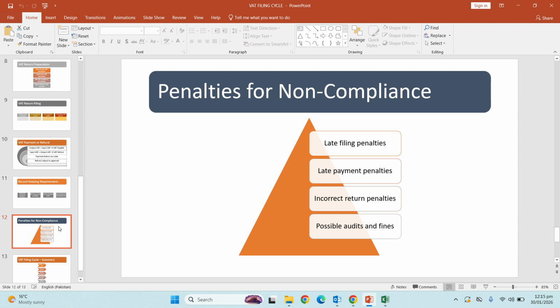So here are some penalties for non-compliance. Failure to comply with VAT requirements may lead to penalties for late filing, late payments, or incorrect returns. Non-compliance may also trigger audits and additional fines.